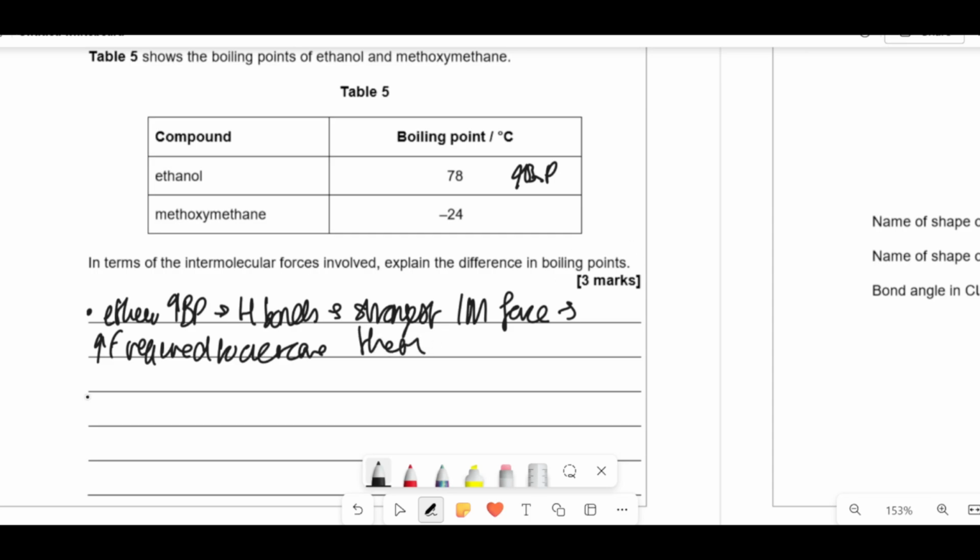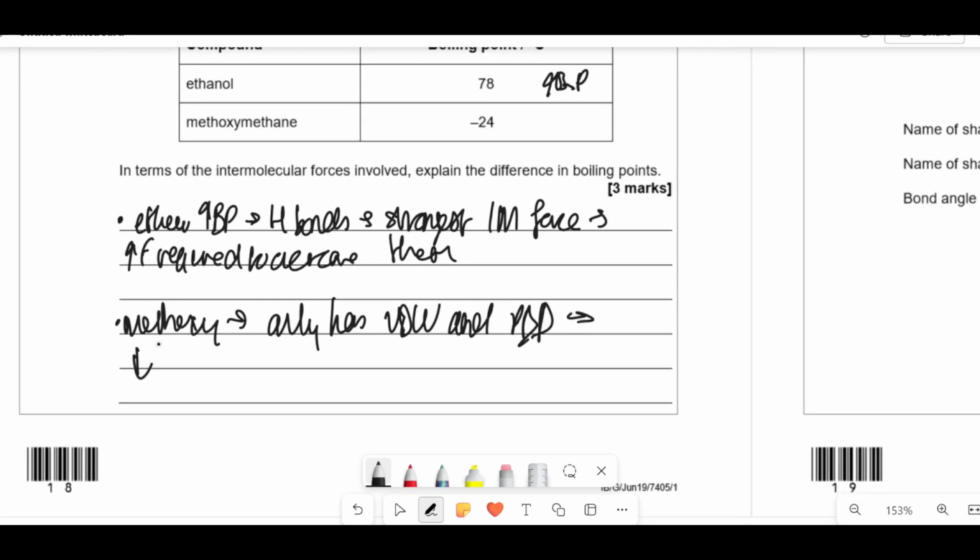But that still doesn't tell us why it's higher. Methoxymethane only has van der Waals forces and permanent dipole-dipole. Therefore, less energy is needed to overcome. Therefore, you've got a lower boiling point. There you go. That's all.